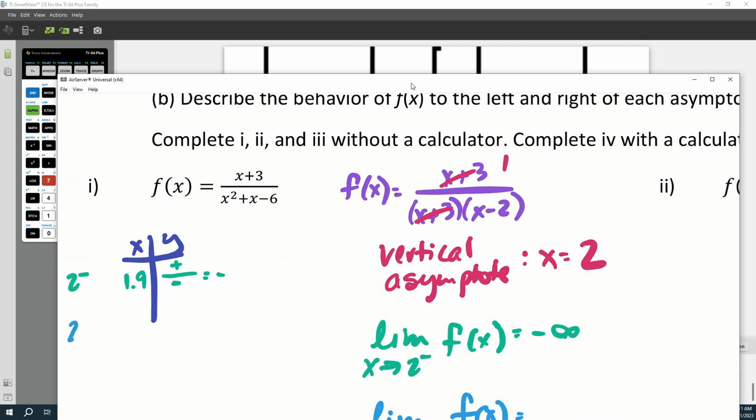All right, we'll do it again with a number on the right side. So I know my numerator is positive. And then 2.1 minus 2 is a positive. So that's going to be positive infinity. All right, so that's how you do it without a calculator.